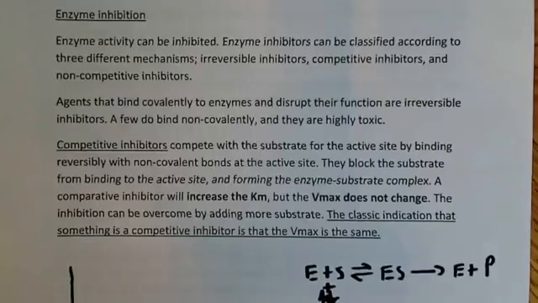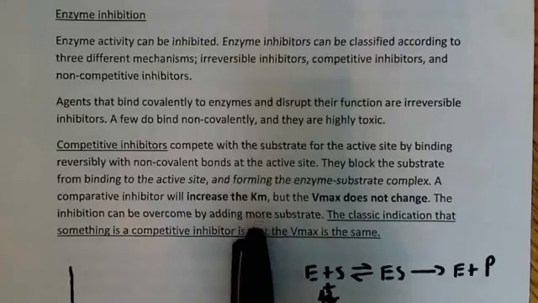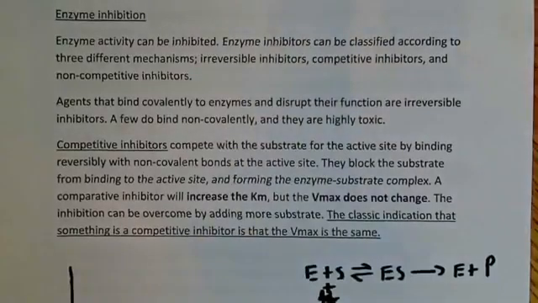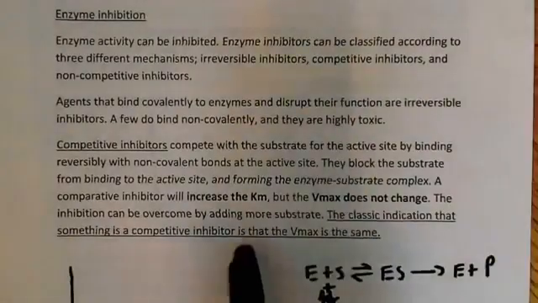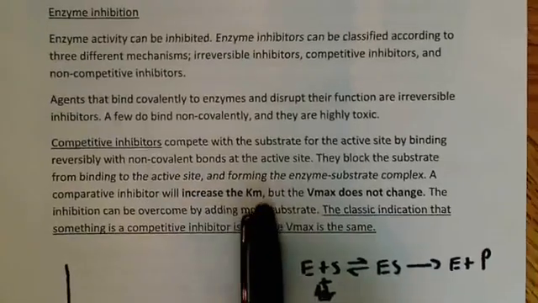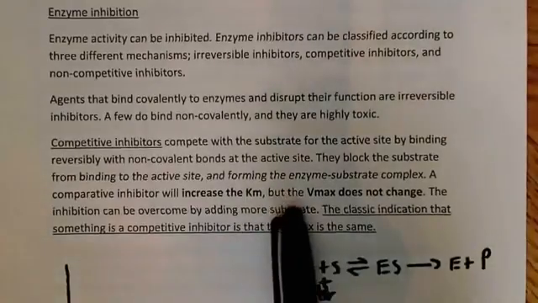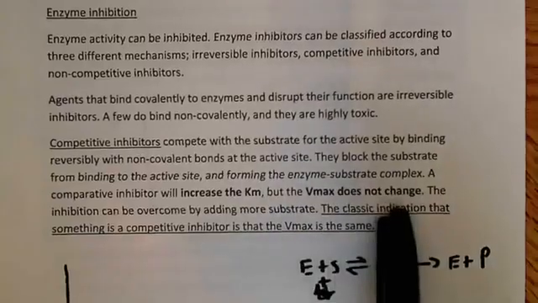A competitive inhibitor will increase the Km. Now remember, the Km is the substrate concentration at which this reaction reaches 1/2 Vmax, or half the maximum rate of the reaction. Now, the competitive inhibitor increases the Km. That makes perfect sense because it's going to take more substrate in order to reach the same Vmax. But the interesting thing about competitive inhibition here is that the Vmax does not change.